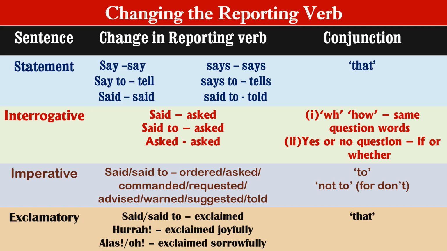And exclamatory sentence, as usual you know about exclamatory because we have learned it in types of sentences, right? And said and said to must be replaced with exclaimed. It may be joyful or sorrowful. So from certain words we have to find out whether it is a joyful word or a sorrowful word, right? So for hooray you have to add exclaimed joyfully, and for alas, oh, exclaimed sorrowfully, right? And a conjunction word should be added here, right?